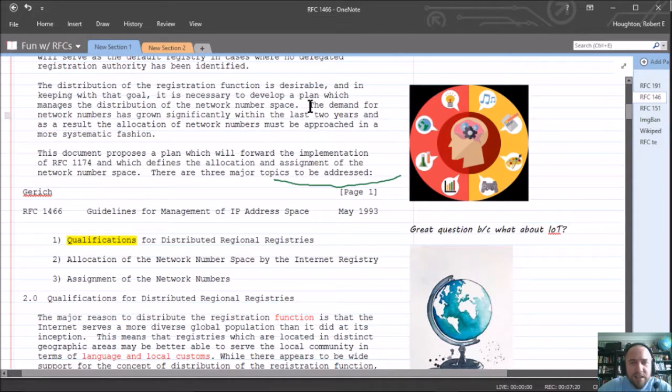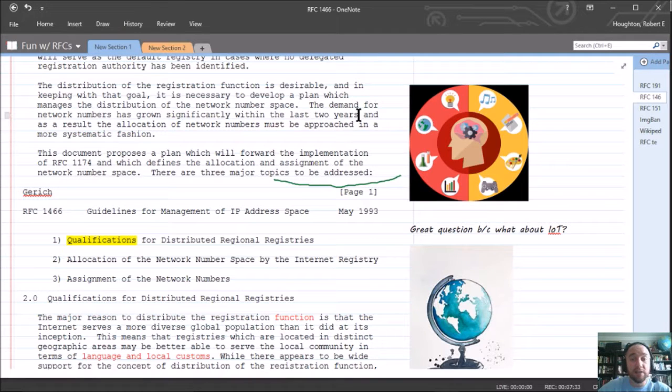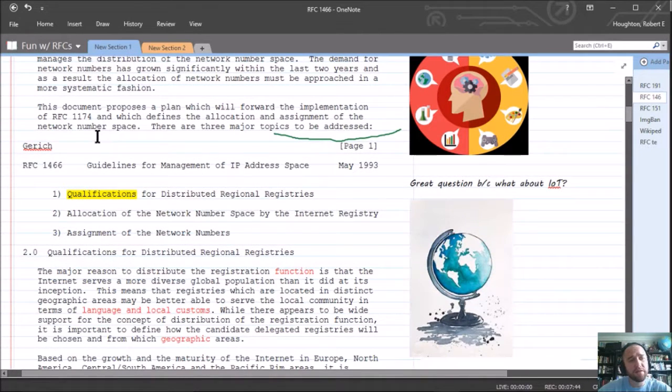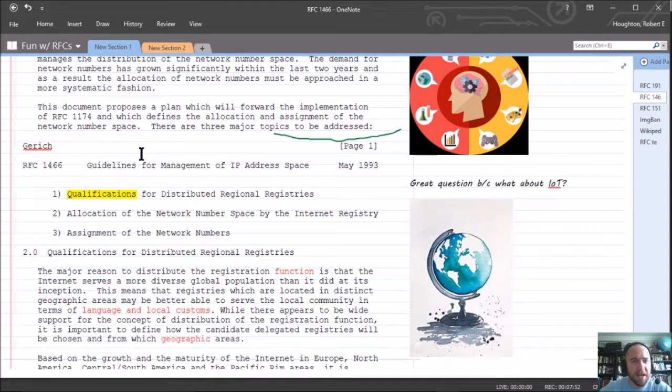And that's funny, it says in the last 2 years, because again, this document was written in 1993, so we're talking about 91 to 93. These guys are seeing a big demand for new network numbers. This document proposes a plan which will forward the implementation of RFC 1174 and which defines the allocation and assignment of the network number space. What a cool term, just network number space. There are 3 major topics to be addressed.